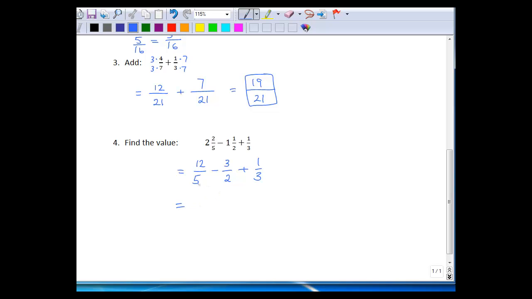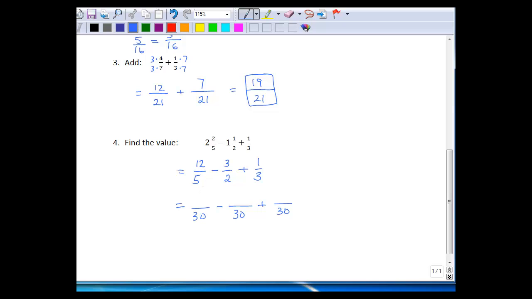Now I've got three denominators, 5, 2, and 3, and I'm looking to convert them to a common denominator. So I'm looking for a number that all three of those will divide into. If we just had the 5 and the 2, the common denominator would be 10. We also have this 3 over here, so the common denominator of 10 and 3 is 30. So I'm going to convert all of these to 30ths. Now I'm going to go back and decide how to convert all of these to 30ths.